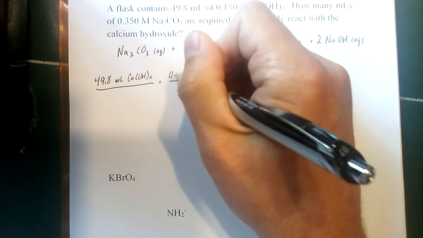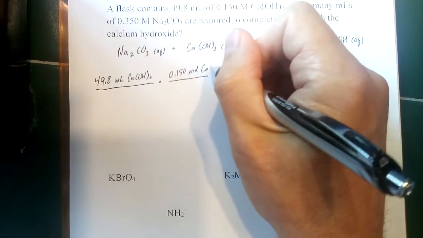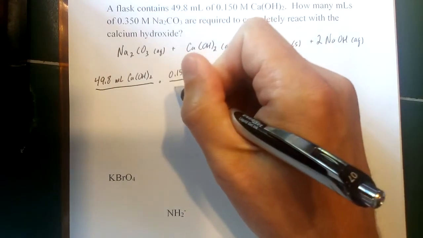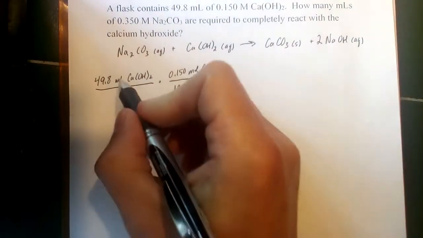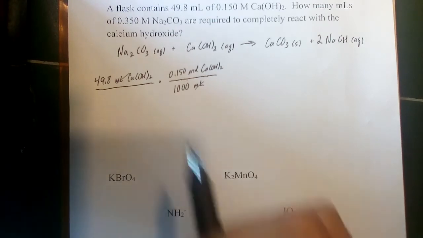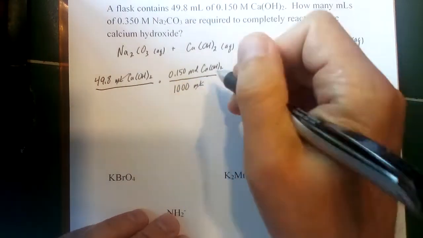So 0.150 moles of calcium hydroxide is going to go on top here. 1 liter would go on the bottom, but I'm going to change that to 1,000 milliliters of that solution so I can cancel directly with the milliliters we started with. Again, if you're not real comfortable with that sort of trick, you can look at that and do it in an extra step, milliliters to liters, then use the molarity there for that one. Okay, now we're in moles.